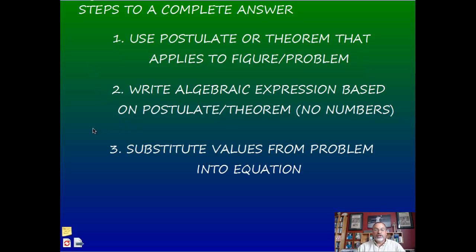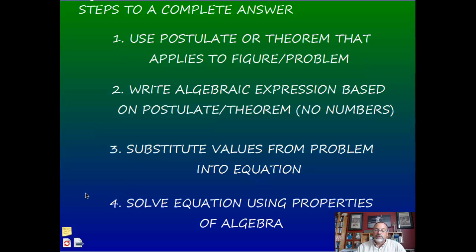Once you have the expression, then you can go ahead and substitute in the different values from the problem. Okay, AB is x plus 3, so I put that in for AB. CD is 7x minus 5. Okay, I put that in. Now I have a variable expression or an algebraic expression, which I then use the properties of algebra to solve and to find the actual value of x. Okay, so if you follow those 4 steps, you're going to be very successful.